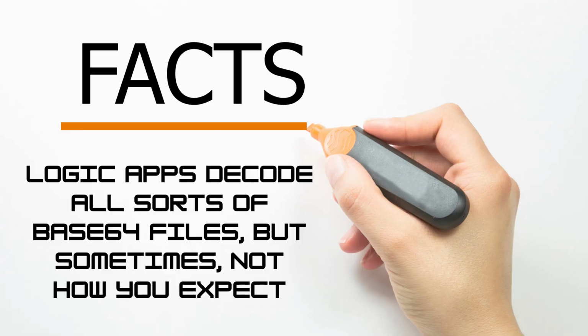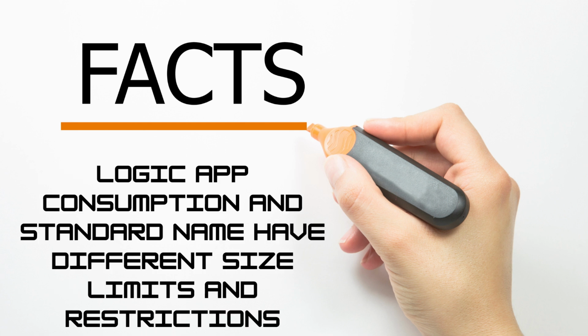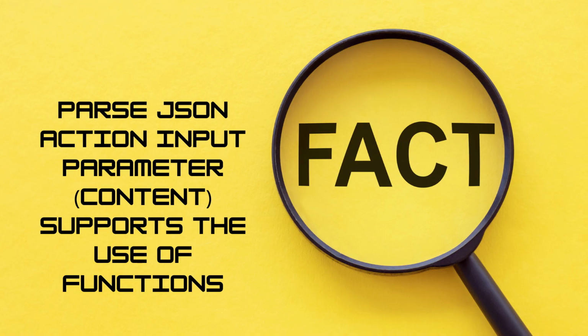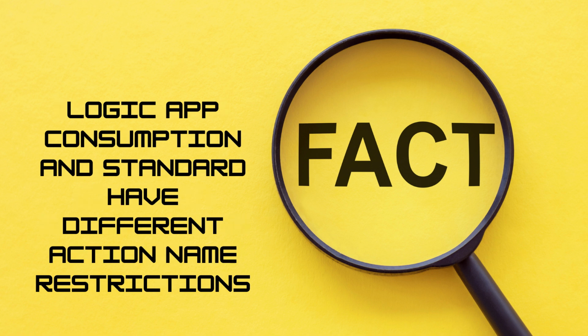Logic apps decode all sorts of base64 files, but sometimes not how you expect. Logic app consumption and standard name have different size limits and restrictions. Parse JSON action input parameter, content, supports the use of functions. One thing that logic app standard or logic app consumption have in common is the action name size limit.